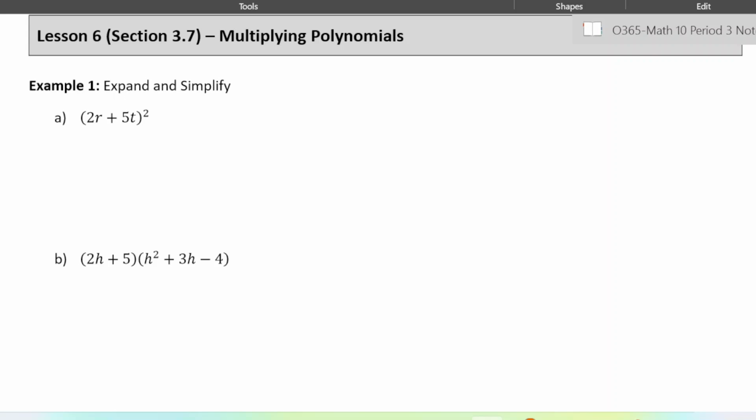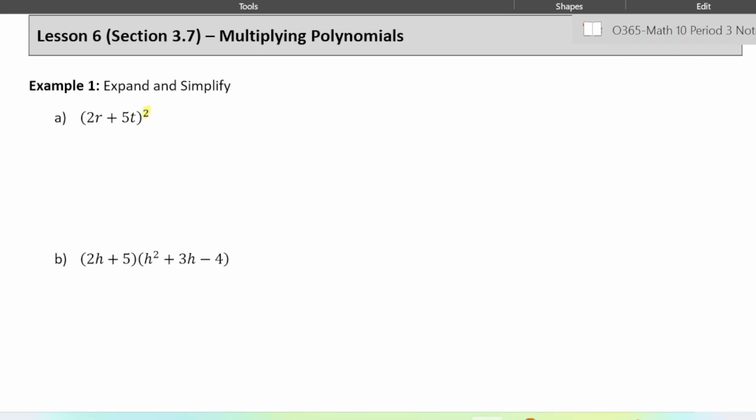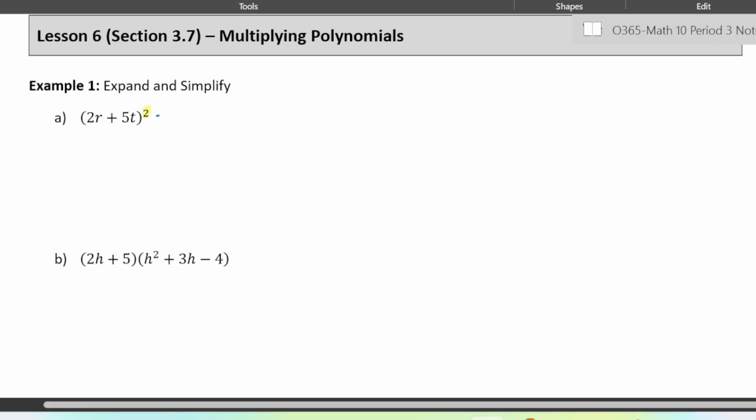First one here, I picked this question on purpose because often students get confused with this squared term here. All that squared means is you're going to multiply this polynomial with itself twice. So this is the same as writing 2r plus 5t times 2r plus 5t. Okay, so we're going to FOIL.